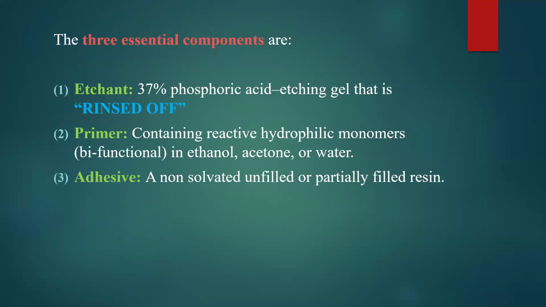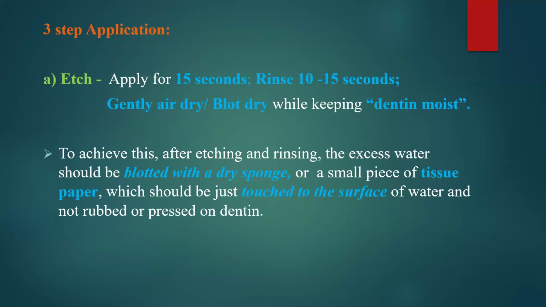The three essential components are etchant, which was 37% phosphoric acid, the etching gel that is rinsed off; primer containing reactive hydrophilic monomers, which is a bifunctional molecule in ethanol, acetone, or water; and the adhesive, which was a non-solvated, unfilled, or partially filled resin. The three-step application procedure includes etch, apply for 15 seconds, rinse for 10 to 15 seconds, gently air dry or blow dry, keeping the dentin moist.